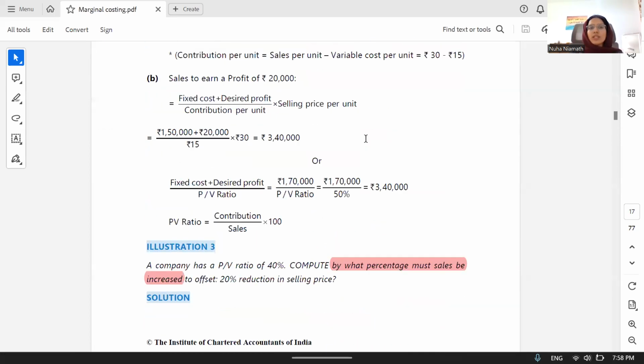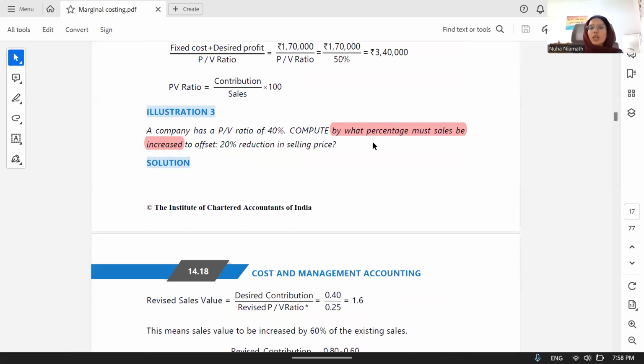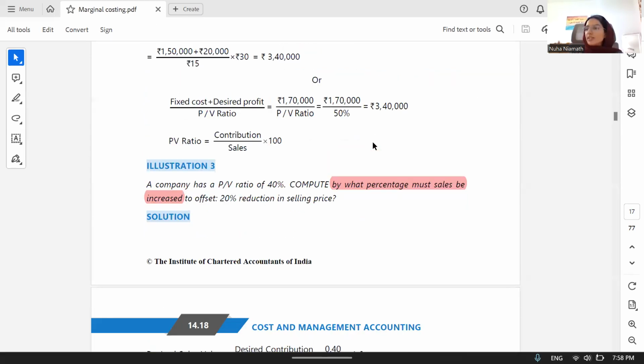Let's go to illustration 3. Everybody's on page 14.17. Now you can read the question. A company has a PV ratio of 40%. Compute by what percentage sales must be increased to offset a 20% reduction in selling price.